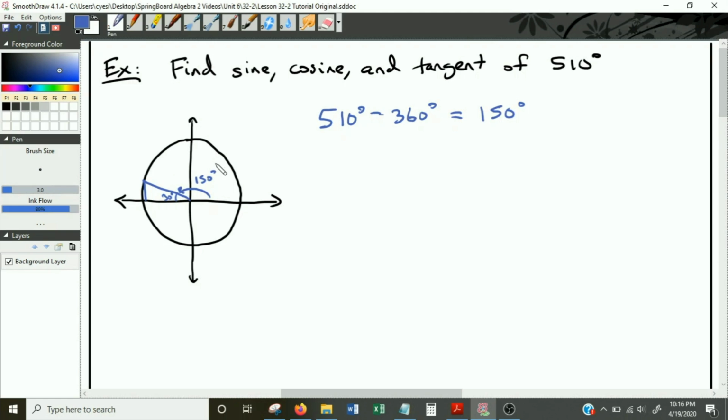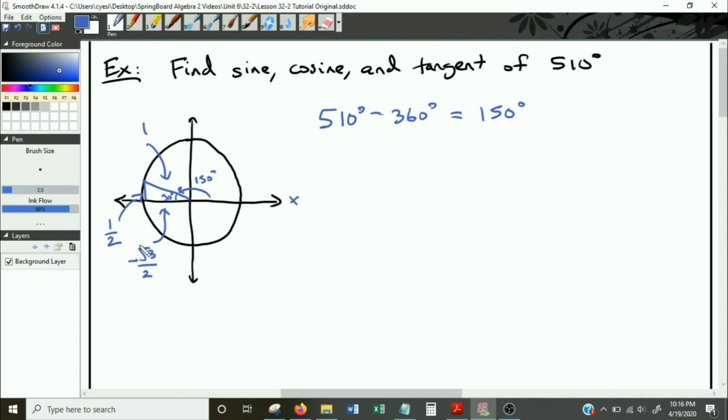So using what I know about the unit circle, I'm going to label this side 1. Let me write it like this. Label this side 1. I'm going to label this side half. And the interesting part here is that this side is not going to be root 3 over 2. It's going to be negative root 3 over 2, and that's because it's in the negative part of the x-axis.